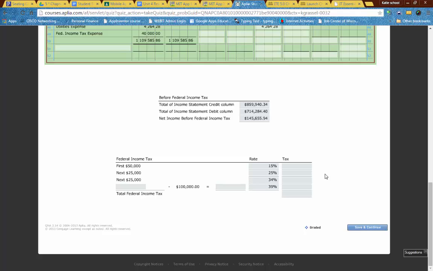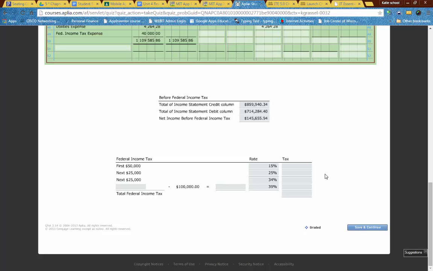So what does this mean? If a business only made $50,000, their tax rate would be 15%. Now, if they make $75,000, the first 50 is taxed at 15%. The next 25 is taxed at 25%. Yes, only 25. Okay? So they're saying here the first 50,000, the next 25,000, the next 25,000.